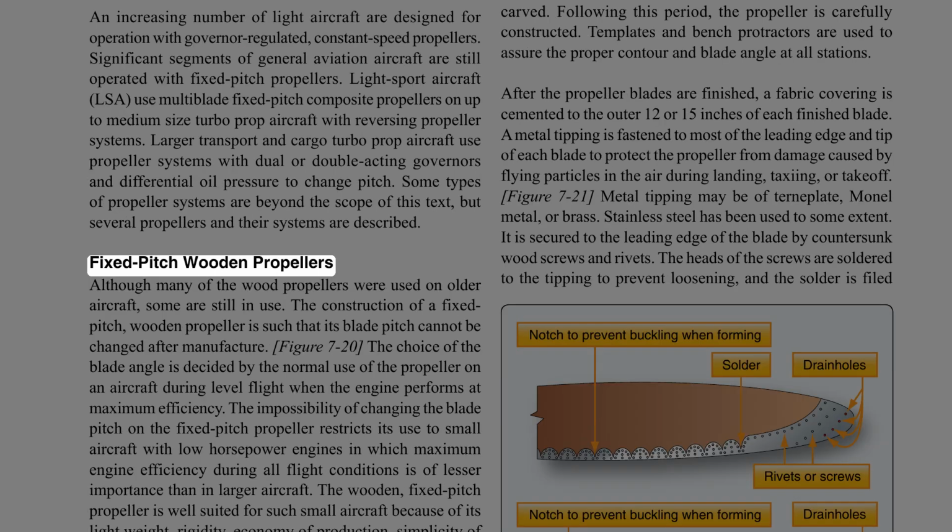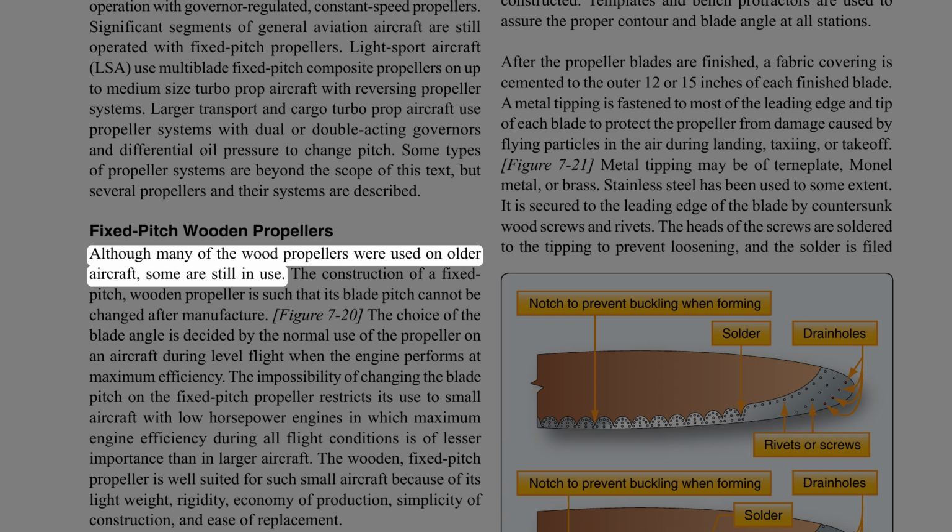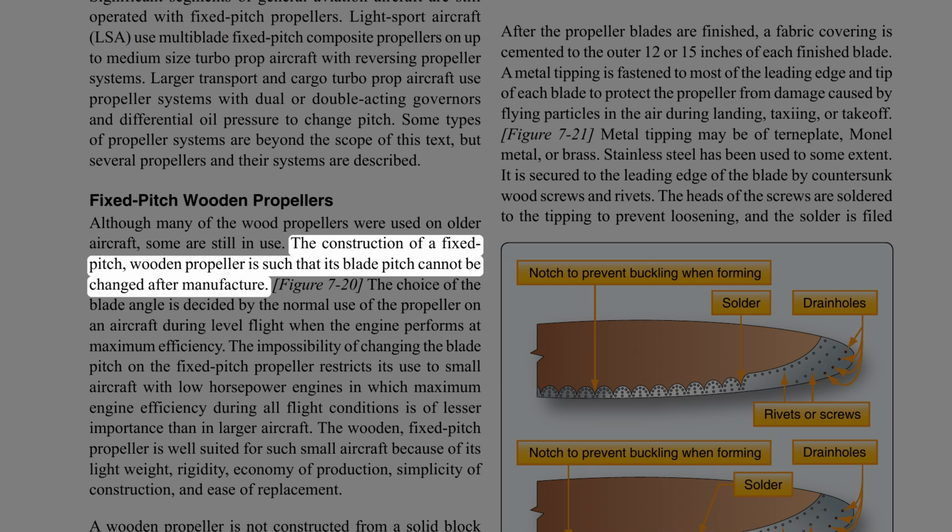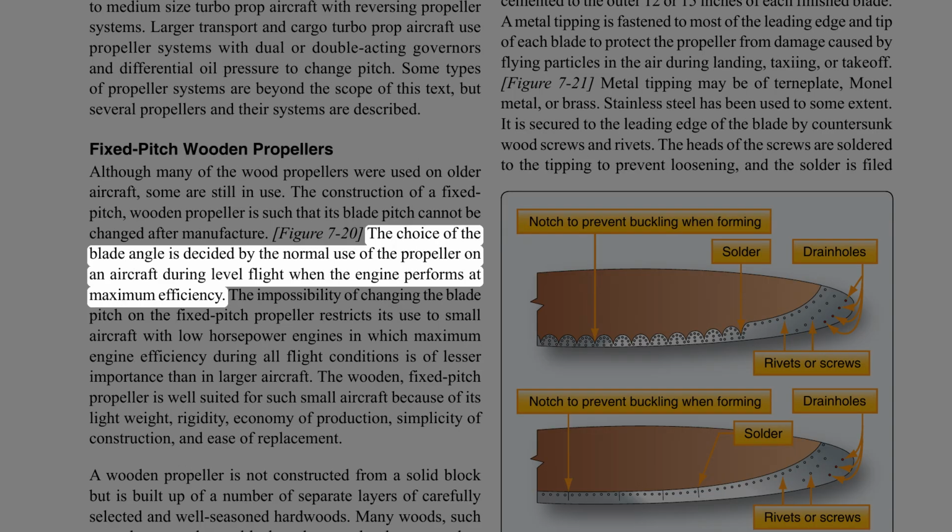Some types of propeller systems are beyond the scope of this text, but several propellers and their systems are described. Fixed-pitch wooden propellers. Although many of the wood propellers were used on older aircraft, some are still in use. The construction of a fixed-pitch, wooden propeller is such that its blade pitch cannot be changed after manufacture. The choice of the blade angle is decided by the normal use of the propeller on an aircraft during level flight when the engine performs at maximum efficiency.